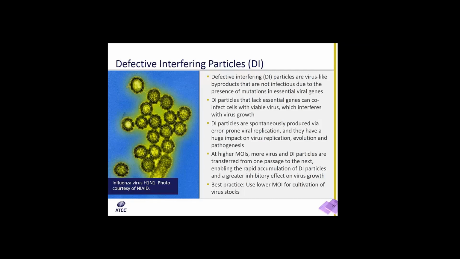Obviously, DI particles are more common in RNA viruses because of the error-prone viral replication systems they have. They also interfere with having a good virus culture, which will affect downstream processes. The best practice we have found is to use a lower MOI during cultivation of virus stocks. By reducing the generation or amplification of these particles, we ensure reproducible results as well as high yields and consistent product quality during virus production.